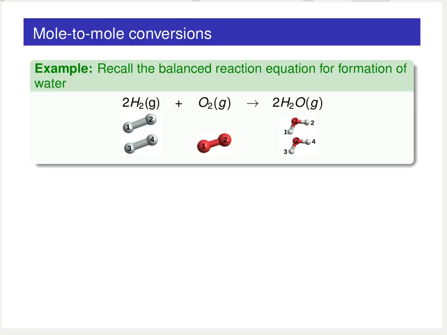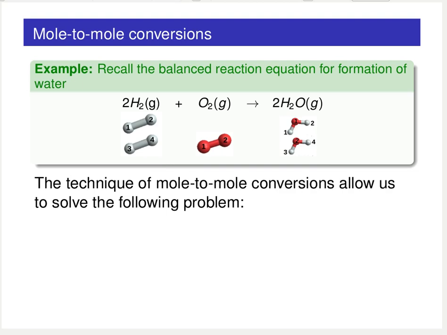So to illustrate this concept, let's go back and look at our favorite example of a balanced chemical reaction equation for the formation of water. So in this reaction, we have two H2 molecules coming together with one oxygen to form two molecules of H2O. And we saw in detail how to go about balancing a chemical reaction equation, and we can of course quickly determine by counting up the individual atom types on each side that this is in fact a balanced reaction.